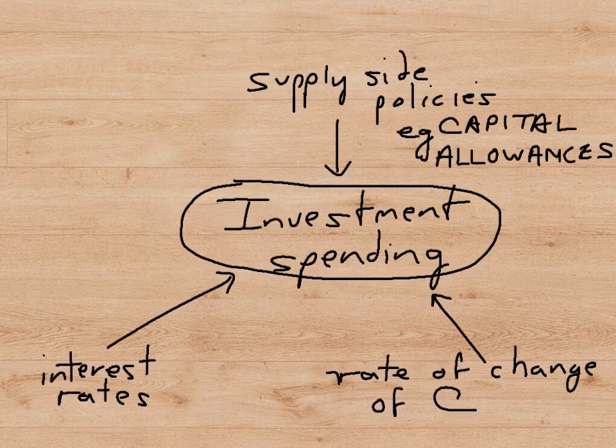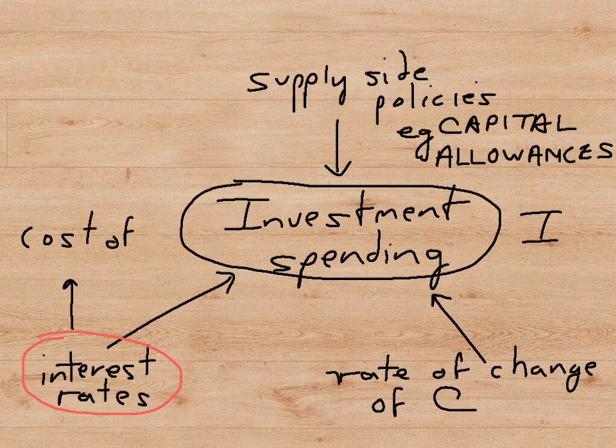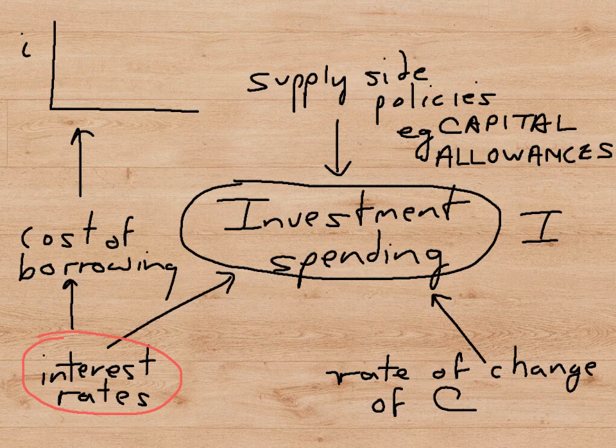What are the factors that affect how much investment firms are willing to do? Well, in the short run, one of the major factors is interest rates. The interest rate directly affects firms' investment decisions because it affects the cost of borrowing, and we assume that much of the investment done by firms is done using borrowed money. So we can draw a graph of interest rates, little i, against investment, big I, and we can say that it's an inverse relationship. So the lower the interest rate, the higher the level of investment firms are prepared to undertake.